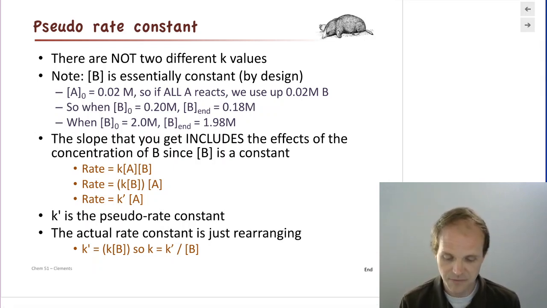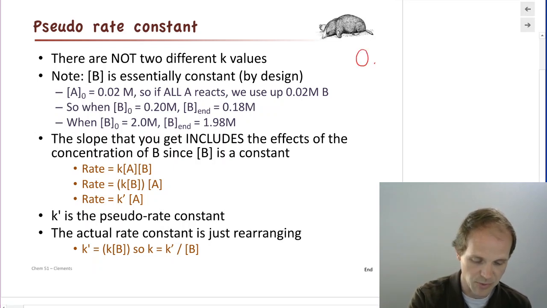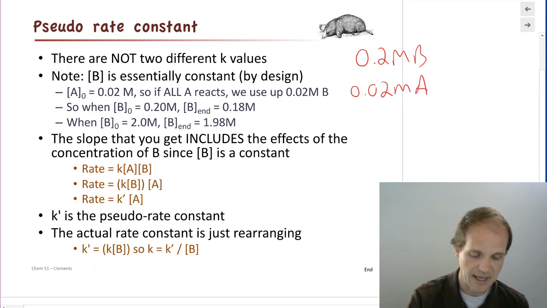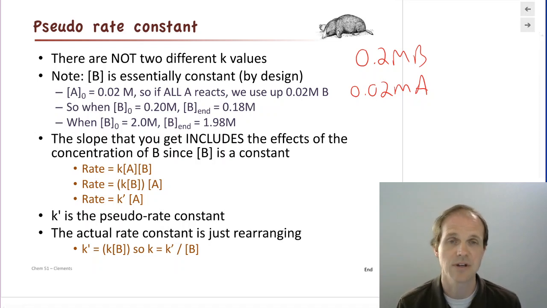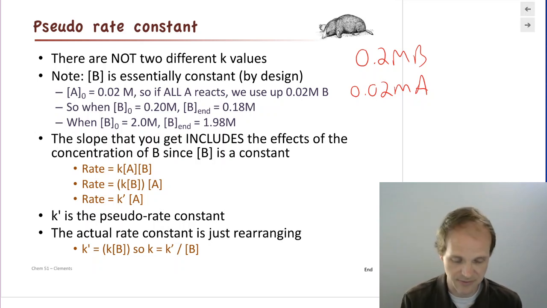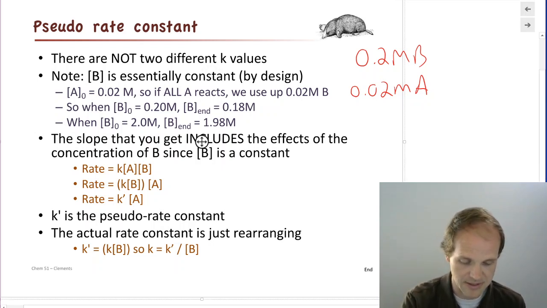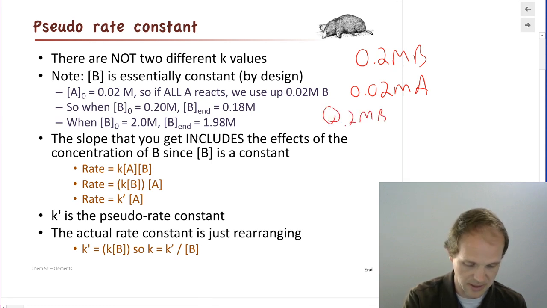Now look at B. The concentration of B was either 0.2 molar or 2 molar. The concentration of A was 0.02 molar. So take 0.2 molar B and 0.02 molar A. What's going to happen as we react? We're going to use up A, and let's say we react 100% of our A. How much B do we have left? Stoichiometrically, we have 0.2 molar B minus 0.02 molar, which is 0.18 molar.